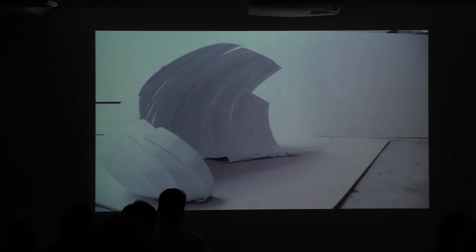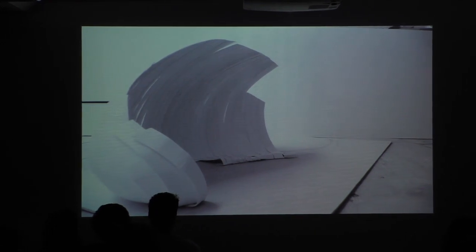We got to a point where we made this paper model here. It was just made of strips of paper because it gave us the shape we wanted. But when you took it in your hand like this, it flexed. It was hopelessly flexible.